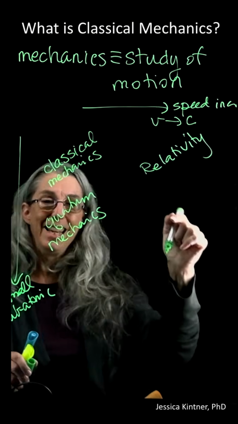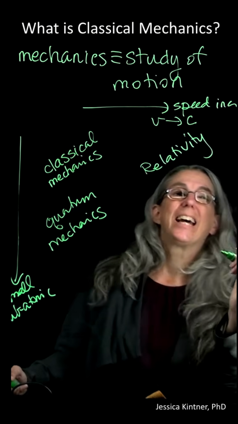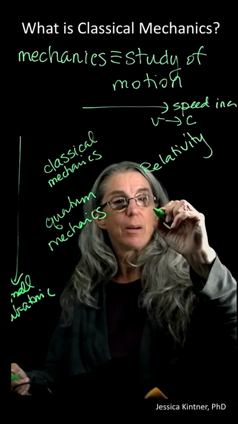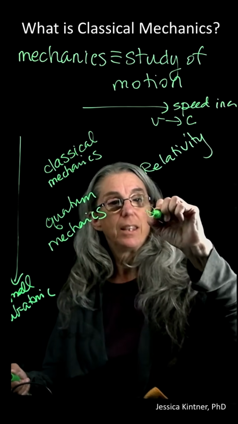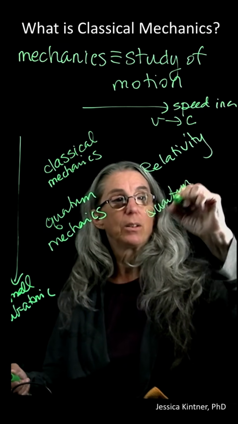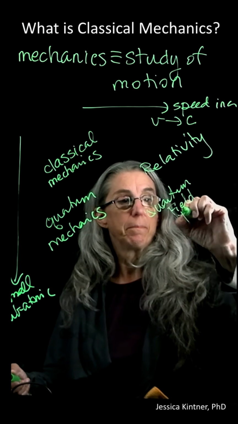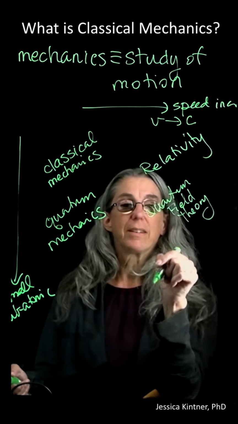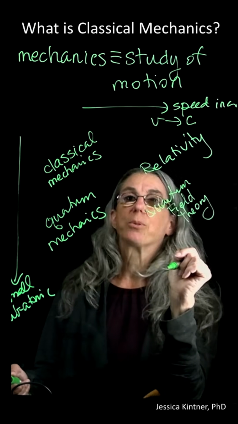Just to fill out the grid, if we happen to be both very small and very fast, and I happen to mention a proton moving near the speed of light should go here, the theory that we need to describe that is called quantum field theory. There are a few undergraduate courses and books that would deal with that, but mostly that's a graduate topic.